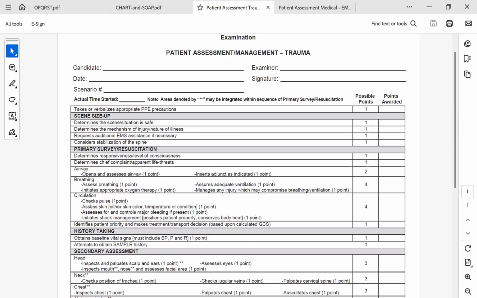Then we get into circulation. We're going to check pulse, assess skin color, temp, condition. We're going to assess for and control any major bleeding that we maybe have missed. And we're going to initiate shock management, which is laying the patient down, covering them up with a blanket, putting on high flow oxygen, non-rebreather at 15, and packaging them up for immediate transport.